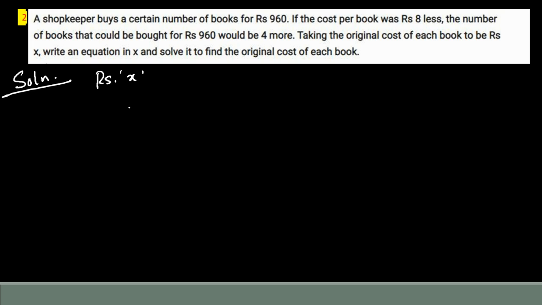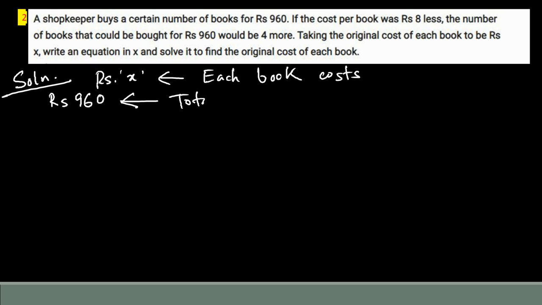Okay. A shopkeeper buys a certain number of books. How much money did the shopkeeper have? Rupees 960. Each book costs rupees x. So how many books can he buy with rupees 960 if each book costs x? He can buy 960 divided by x. This many number of books he can buy.